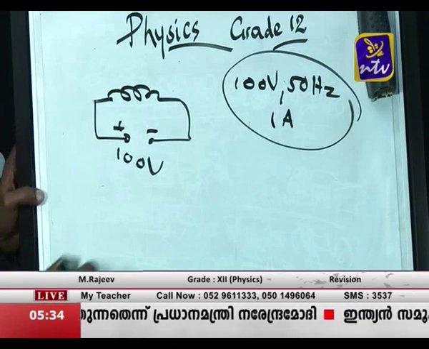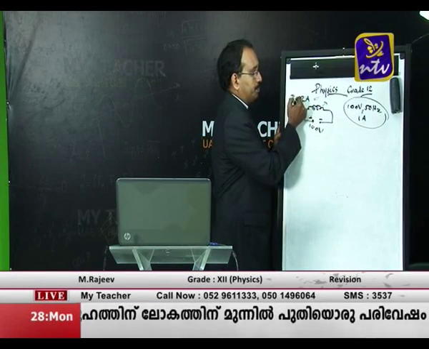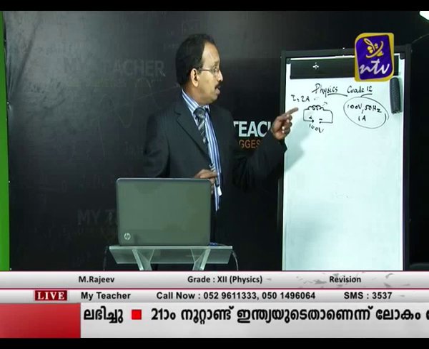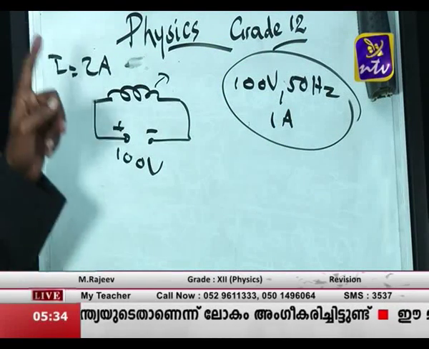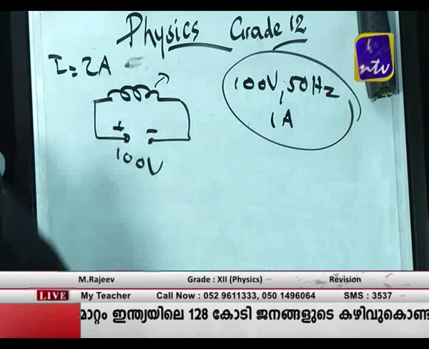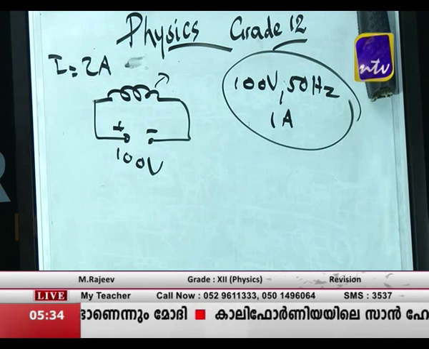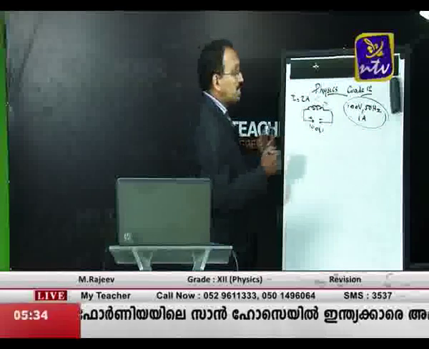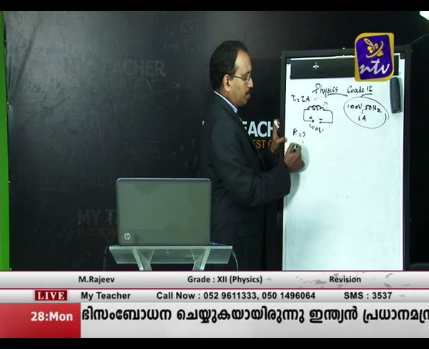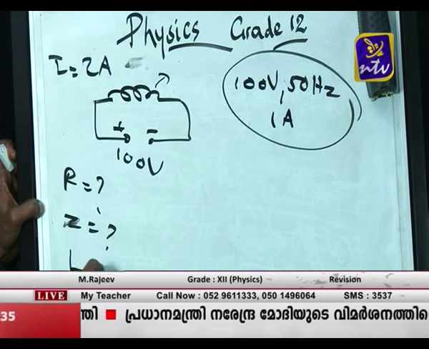If it is a 100 volt DC source, the same coil carries a current of 2 ampere. So 2 ampere current flows when it is connected to a 100 volt DC source, and when the same coil is connected to an AC source of 100 volt 50 hertz, only 1 ampere current flows. The questions are: why is it so? Second, what is the value of the resistance of the coil? Third, what is the value of the impedance of the circuit if it is an AC circuit? Fourth, what would be the inductance of the coil?